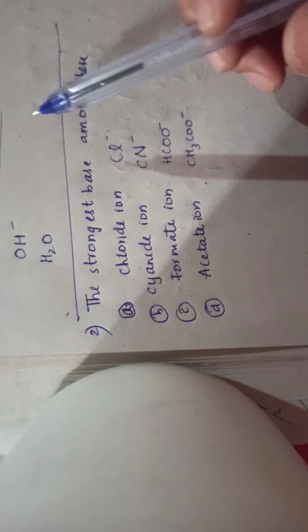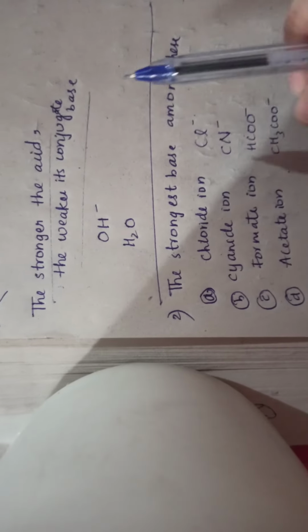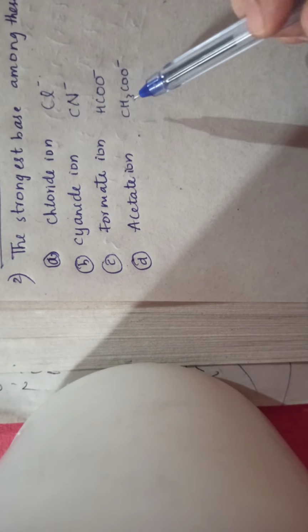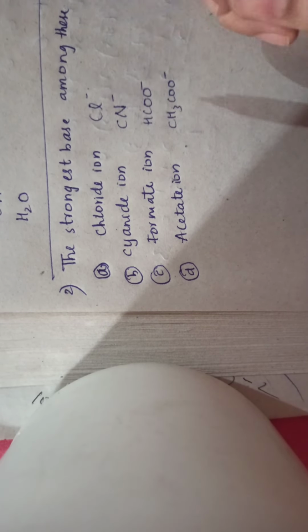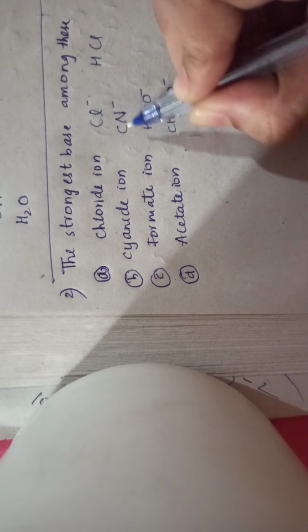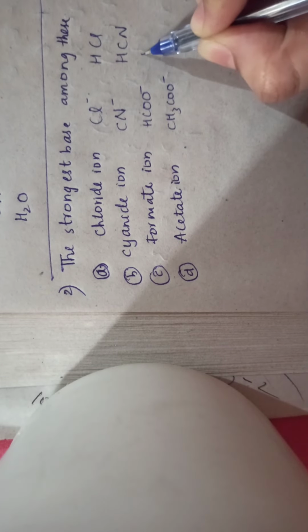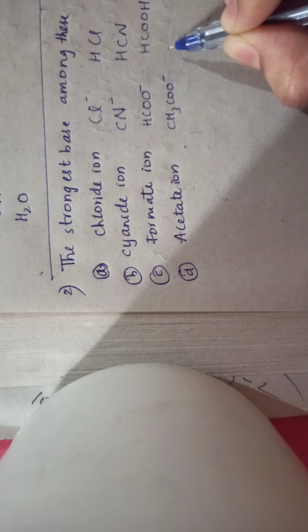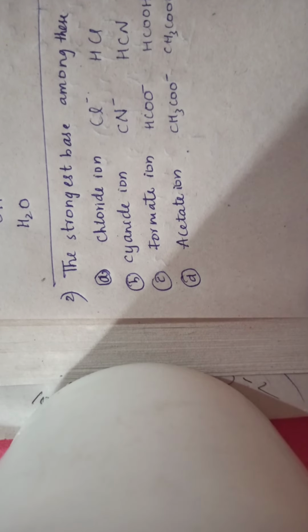Now look at this. I already discussed the condition earlier: the stronger the acid, the weaker its conjugate base. So let's write the conjugate acids of the following. Cl minus, the conjugate acid is HCl. Cyanide ion, the conjugate acid is HCN. Formate ion, HCOOH. Acetate ion, acetic acid, CH3COOH. Now remember, HCl is one of the strongest acids that ever exists.